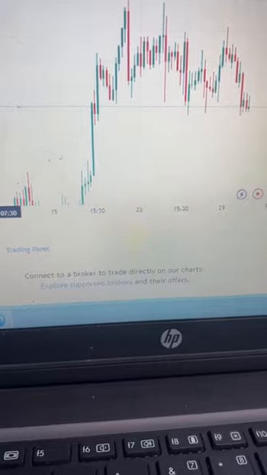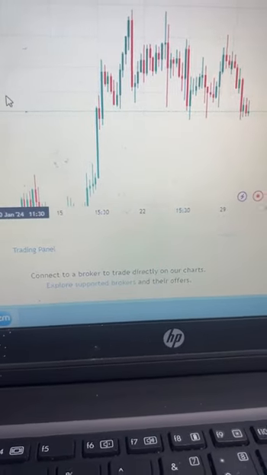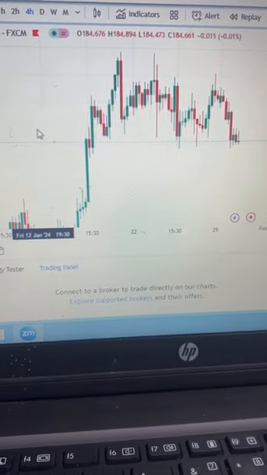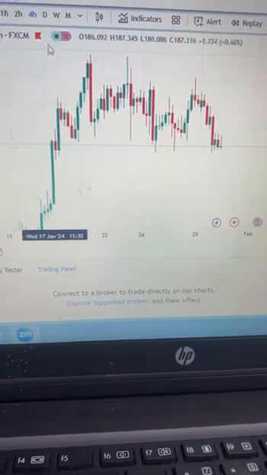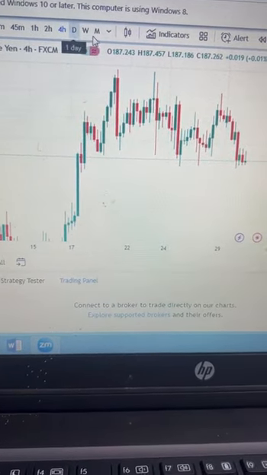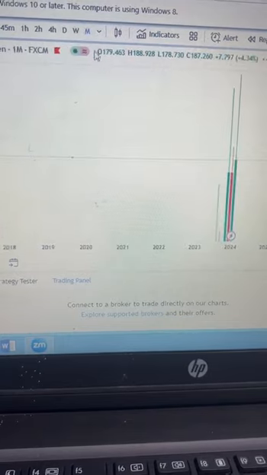Today I'm not going to be using my Zoom. I'm just going to be showing you this. I want you to focus. This is JPY, okay, and I'm going to be using this laptop of mine. This JPY is on the 4-hour time frame. But first of all, I want us to look at the monthly time frame.